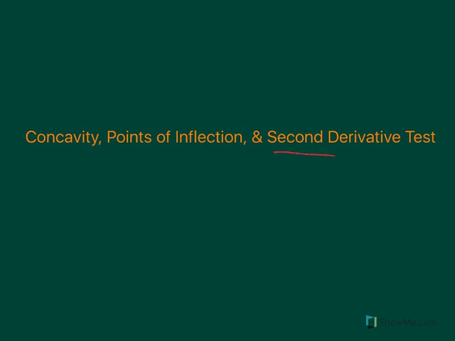We're going to be using the second derivative, f double prime, to determine what the curvature or concavity is on the original function f. The big idea is if f double prime is a positive value, then original function f is concave up.